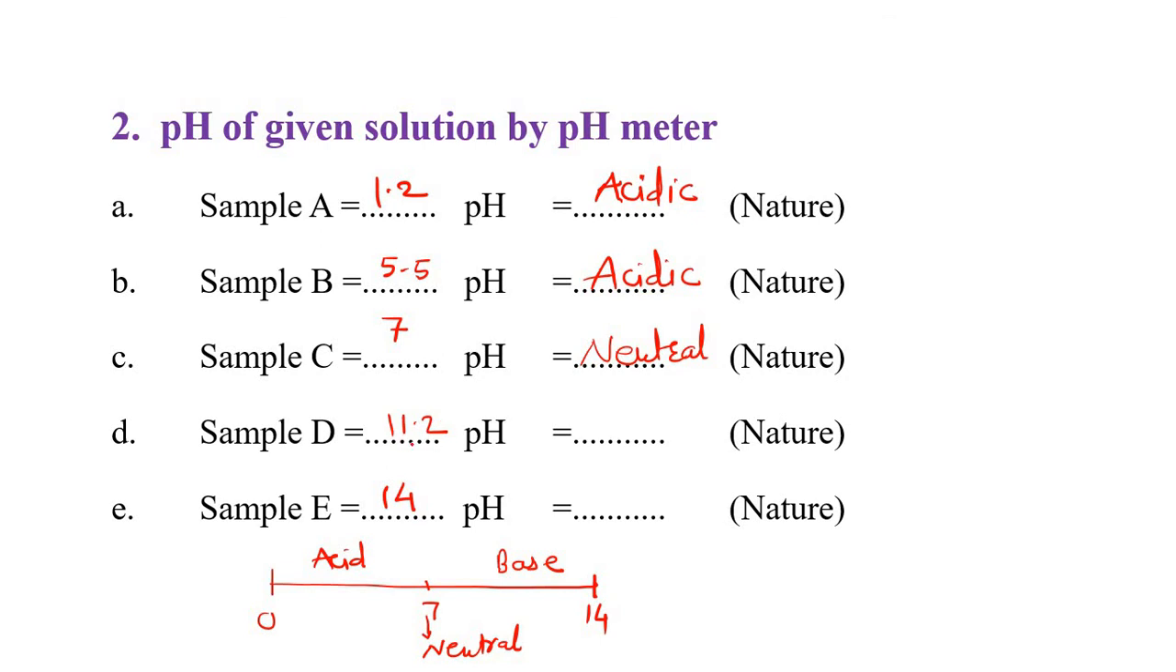For sample D, the pH by pH meter is 11.2. That's why it is greater than 7. Hence the pH is basic. Therefore the nature is basic. And for sample E, if it is 14, then the nature of the given solution is basic. So in this way you can determine the pH of given solutions with the help of pH paper and pH meter. With this you come to know the nature of the given solution samples. With this, we conclude here. So thank you.